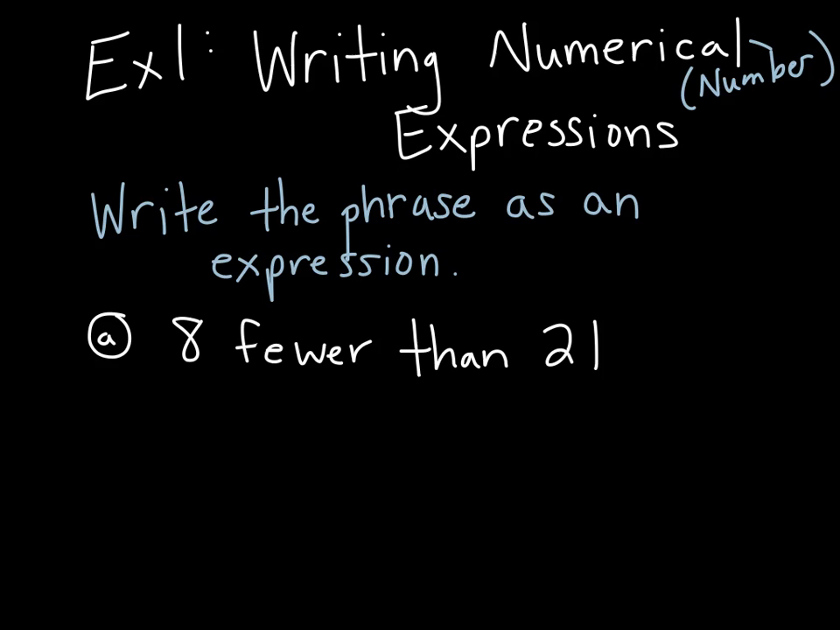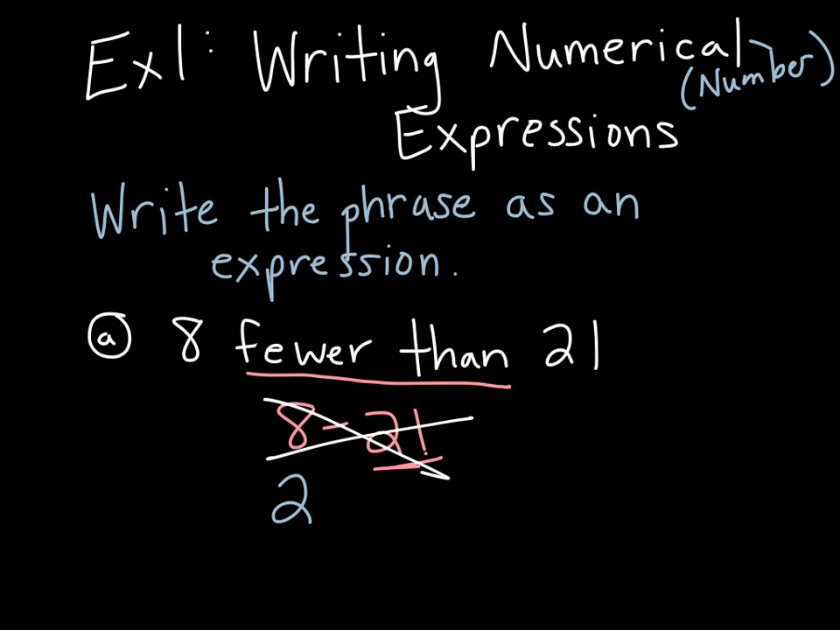And a lot of us are going to see the 8 first, and we are going to see the 21, and we're going to see fewer than, and we're going to think subtraction. So we might write it like this, 8 minus 21. But if you think about it, 8 minus 21, that doesn't give us 8 fewer than 21. That actually gives us 21 fewer than 8. So you do not want to write it that way. Instead, you want to actually write it as 8 fewer than 21, meaning we started with a 21 and now we have 8 less or 8 fewer. So our numerical expression for 8 fewer than 21 would actually be 21 minus 8.